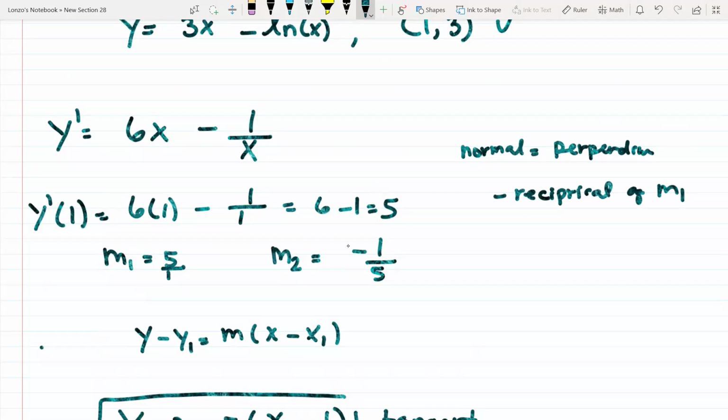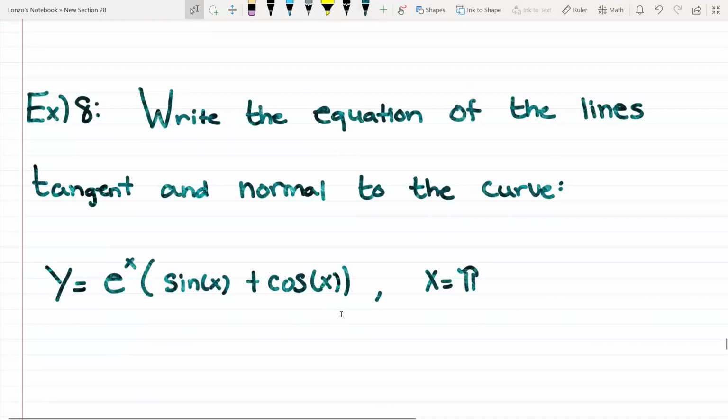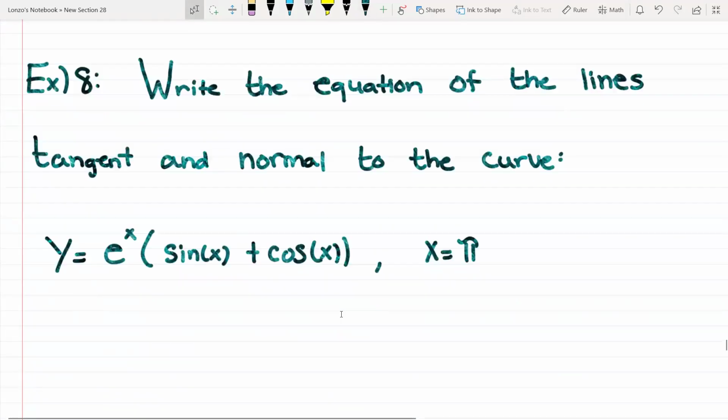Okay, so that was example 7. Then we'll move on to example 8. How many examples do we have left? Yeah, we have 2 more.